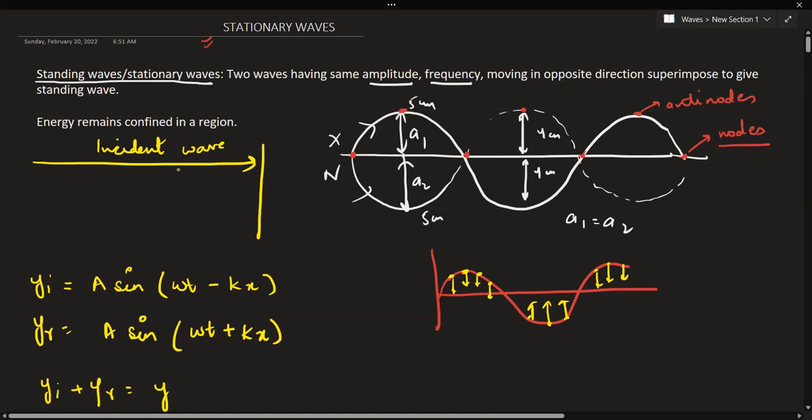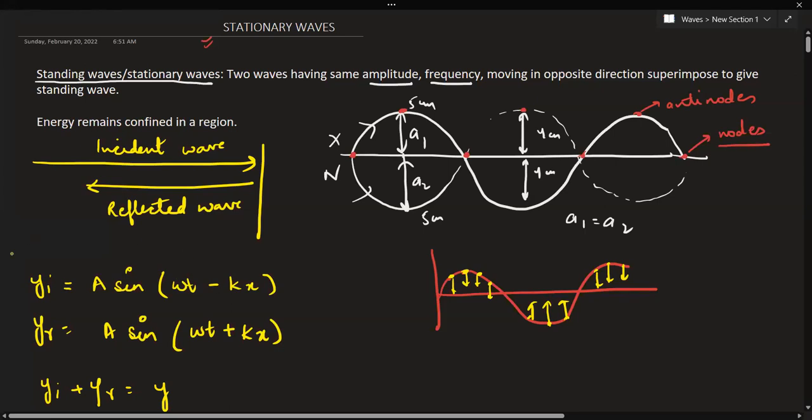Then this wave will get reflected. This will be reflected and we will have a reflected wave. So what will happen? Just the direction is reversed. So for the reflected wave, we will be having omega t plus kx. Okay, one more thing I told you.